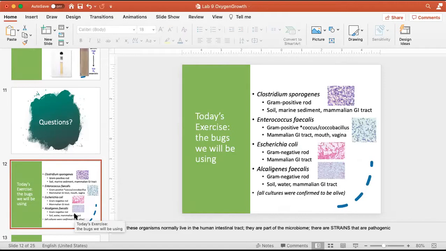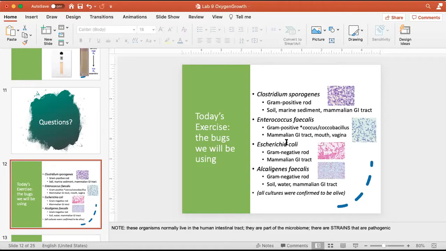We looked at 4 different bacteria that we will be using in our exercise today, that we're going to use to inoculate thioglycolate broth. So the first organism, remember, is Clostridium sporogenes, a gram-positive rod. Enterococcus faecalis, which we've talked about before, is a gram-positive coccus or coccobacillus even. E. coli, our old friend E. coli, a gram-negative rod. And finally, a new one, Alcaligenes faecalis, which is also a gram-negative rod.